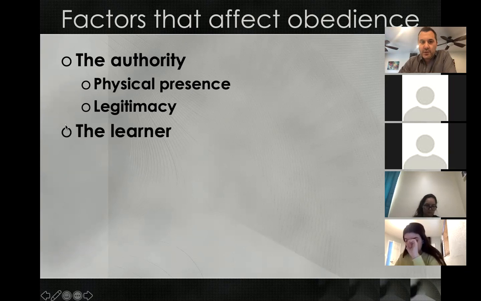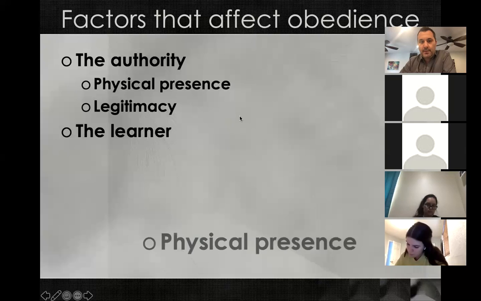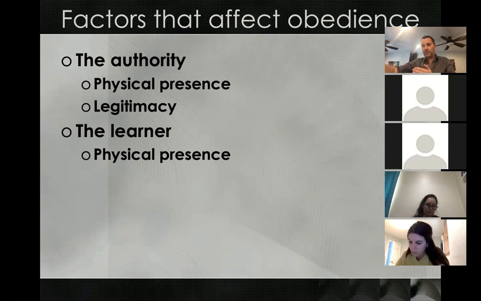There were also factors associated with the learner, the person who was receiving the electric shocks, that affected obedience rates. So in the variation that I described to you last class, the learner was in a separate room from the participants. The participants could hear them through the wall, but they couldn't actually see them, right?